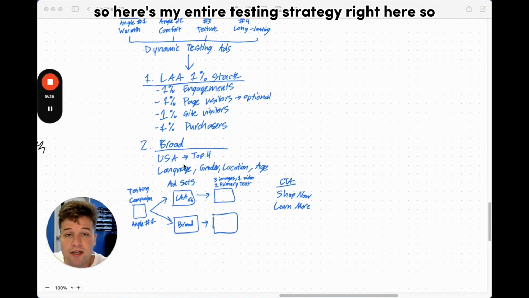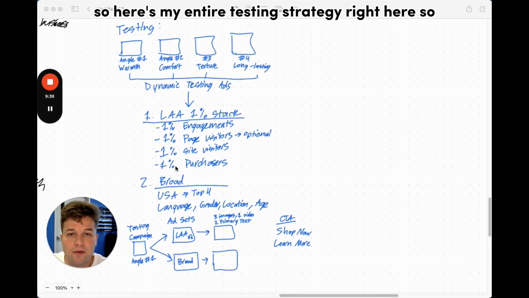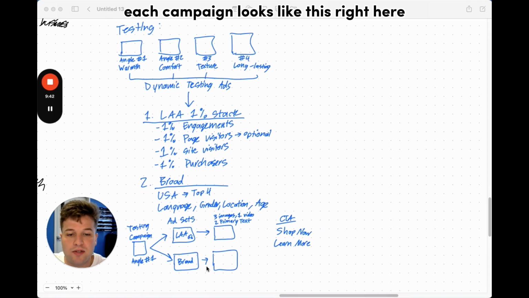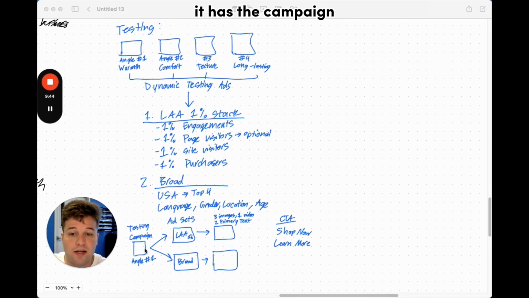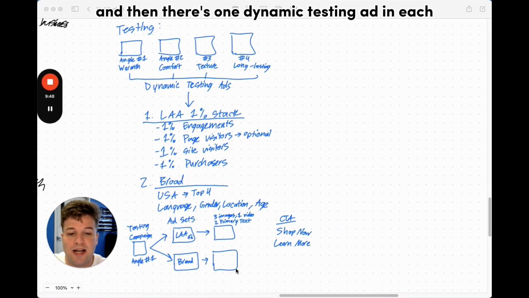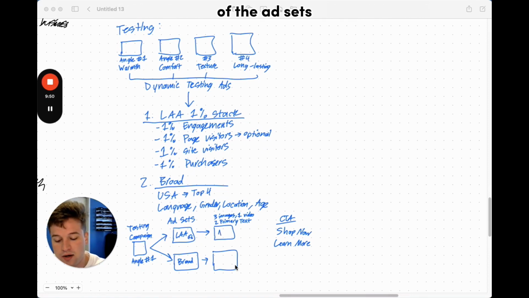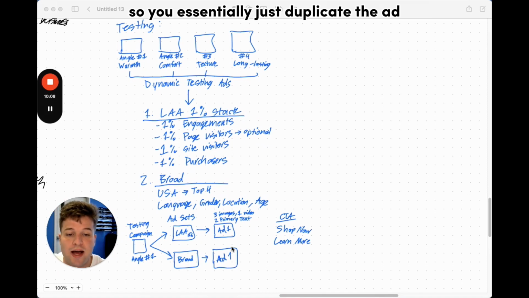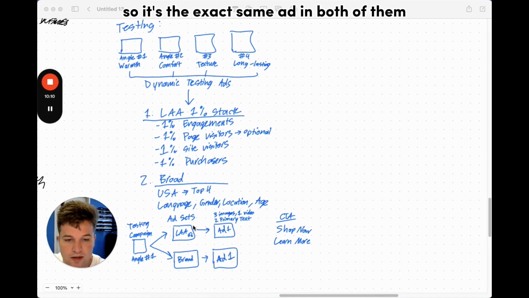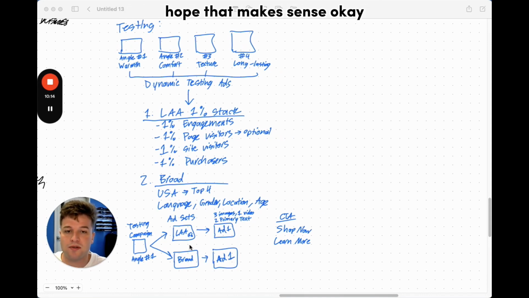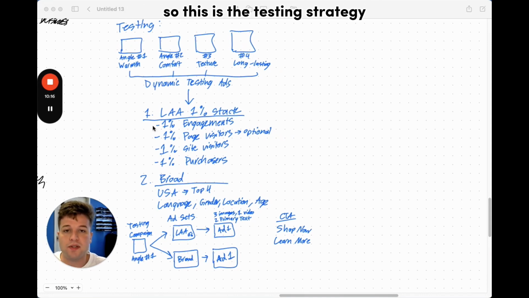So here's my entire testing strategy right here. We have 4 different campaigns that we're going to run. Each campaign looks like this right here. It has the campaign, it has 2 ad sets in each campaign, and then there's 1 dynamic testing ad in each of the ad sets. So you essentially just duplicate the ad. So it's the exact same ad in both of them, but they just go to a different audience. Hope that makes sense, okay? So this is the testing strategy.